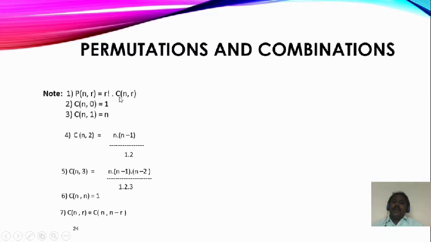So here I have a note: nPr equal to r factorial into nCr. So by combination, we can also use the formula for permutation. Here is a note for that, for both permutation and combination.